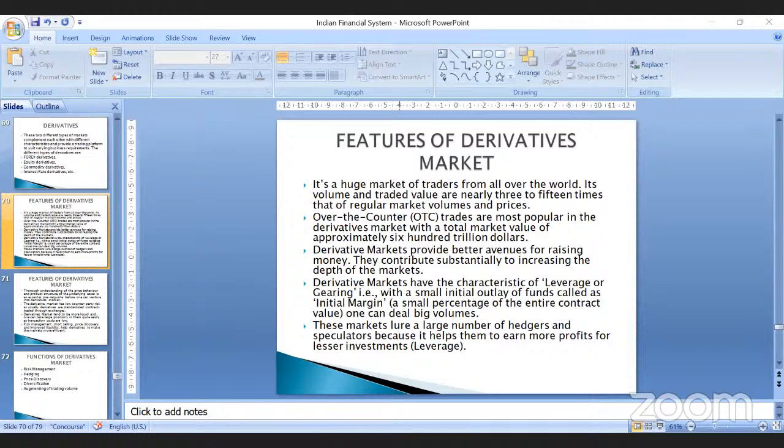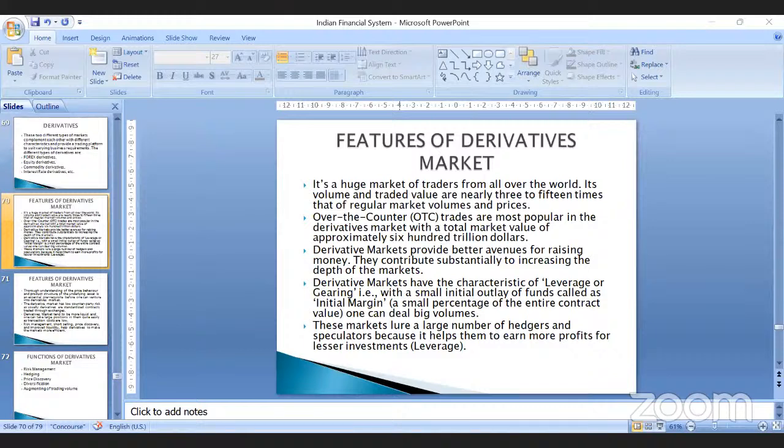Now, more than the exchange traded derivatives, over the counter derivatives are traded most popularly, right? And the derivative market provides better options for raising money. That is, they increase the depth in the market. They help you in easily raising the money in the market. So it is considered to be one of the most huge markets.